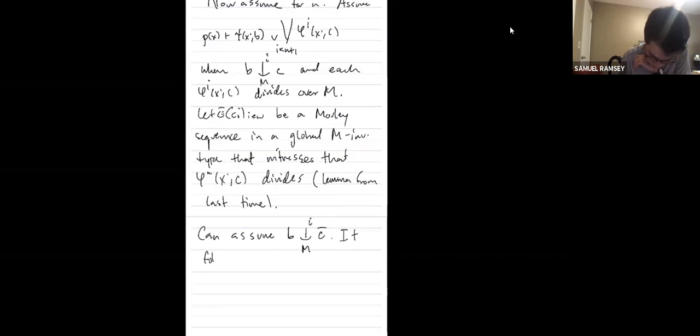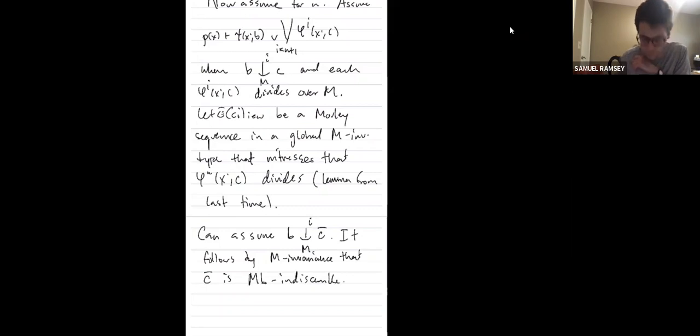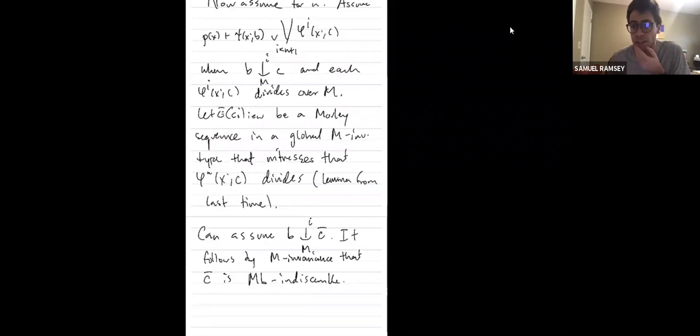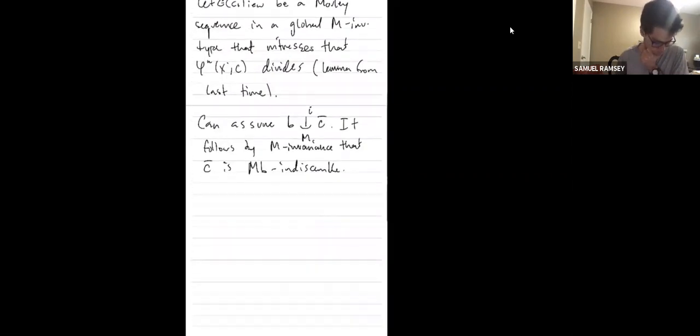That's not how you write follows. Follows by M invariance that C bar is M-B indiscernible. We've used this principle a few times. If you have an M indiscernible sequence and you realize a global M invariant type over that indiscernible sequence, then that indiscernible sequence is not just M indiscernible, but it's indiscernible over M together with the realization, which is easy to check by hand. All right, so far so good.